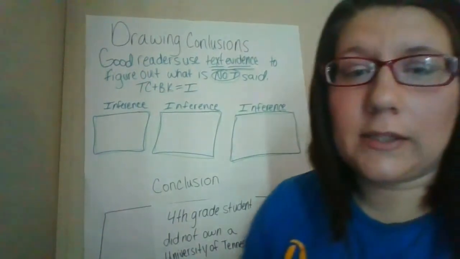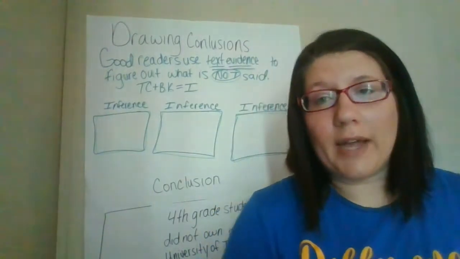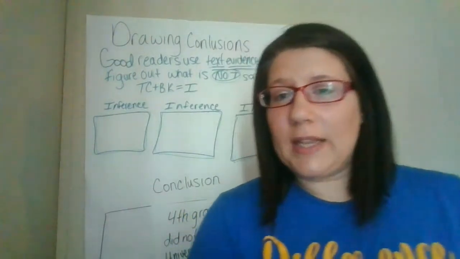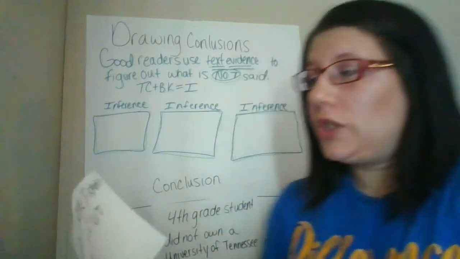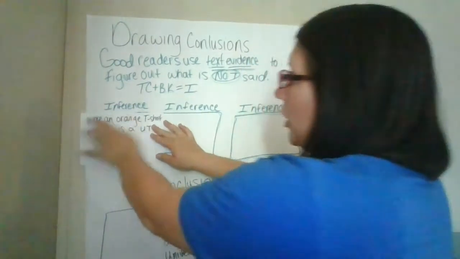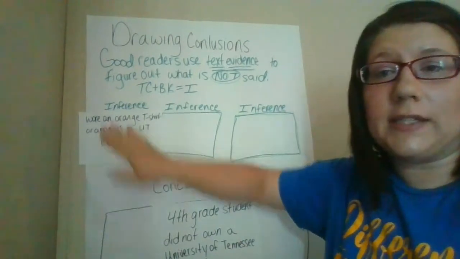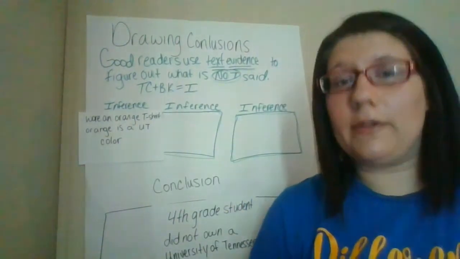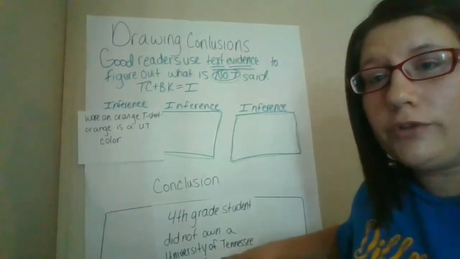Okay, so in the article, we read that the boy wore an orange t-shirt. We didn't read that he wore a University of Tennessee t-shirt, just an orange t-shirt. So I can put as my first inference, wore an orange t-shirt. Orange is a UT color, UT standing for University of Tennessee. And then I'm going to continue reading to see if I can find more text evidence, more clues that would help me make inferences to support this conclusion.